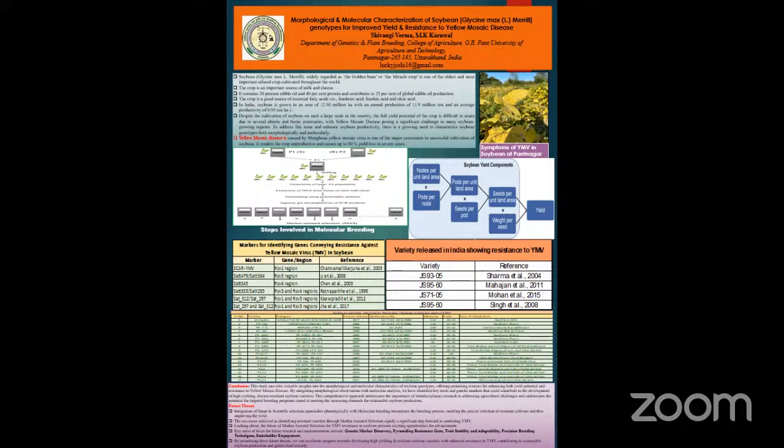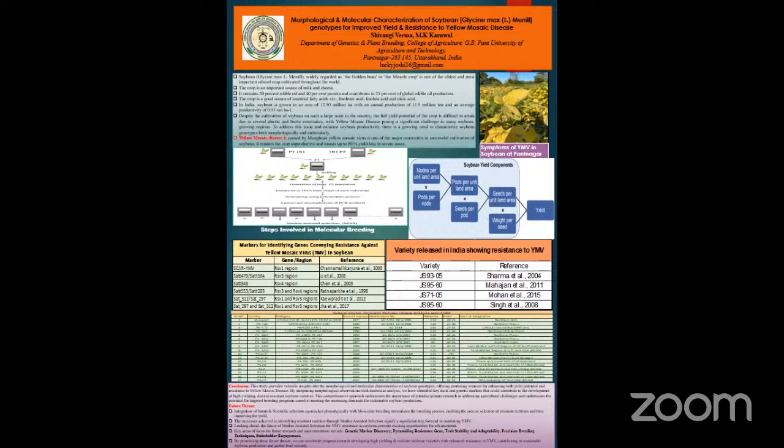At the field level, there are nodes per unit land area, pods per node, pods per unit land area, seeds per pod, seeds per unit land area, and weight per seed. They are all factors that are responsible for increasing the yield of the soybean plant.